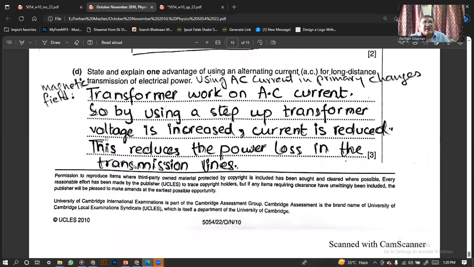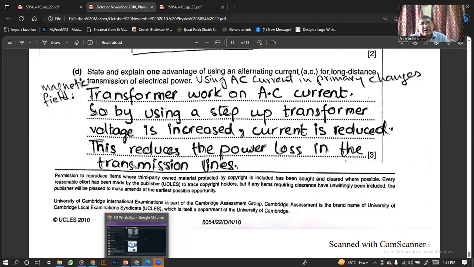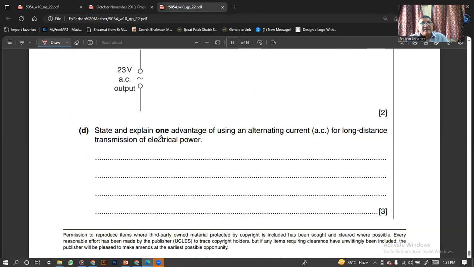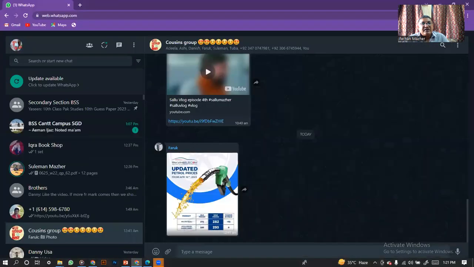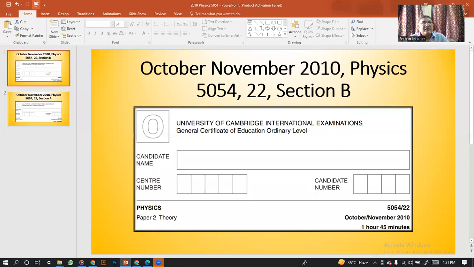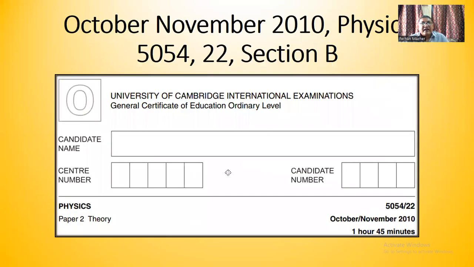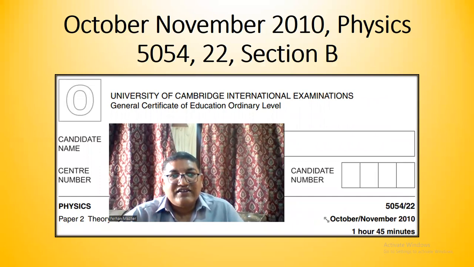So my dear students, I hope you can write a better answer for this. You can consult your teacher also. This is our idea of the answer. I have shown you the marking scheme as well, and we are done with this. So my dear students, we have completed section B of this paper, and we have reached the end of this paper.